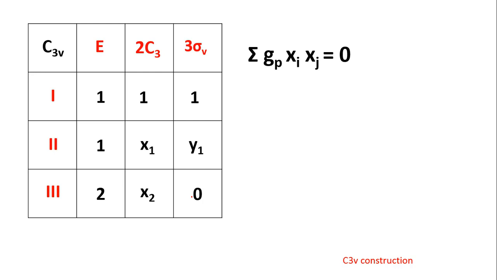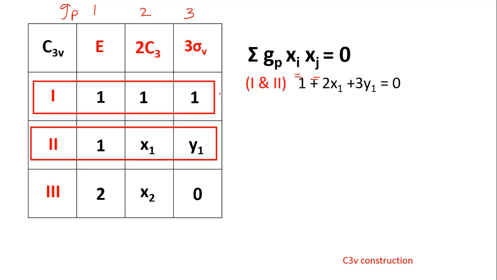Next we come to the next condition. This is also based on the great orthogonality theorem. Summation gp chi i chi j equal to 0. gp is the number of operations in a class. The number of operations in this class is 1. In the C3 class, the number of operations is 2. And in the sigma v class, the number of operations is 3. Chi i and chi j are characters of two irreducible representations, taken two at a time. We are taking 1 and 2 first. gp for the first class: 1 into 1 into 1, which is 1.